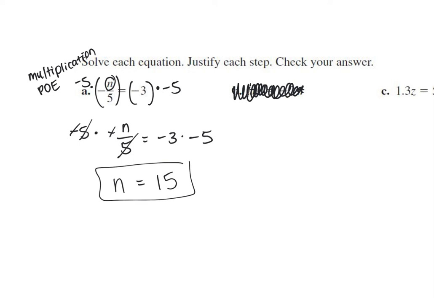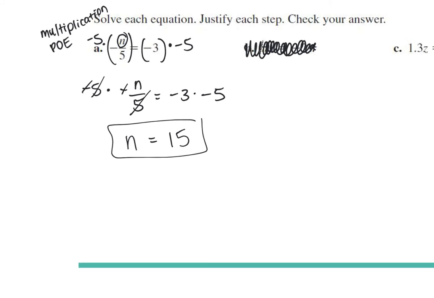So I have to take that n equals 15 and plug it back in. So we've got negative 15, wherever n was, over 5 equals negative 3. What's 15 divided by 5, peeps? 3. So negative 3 equals negative 3. Boom, bada bing. We're good. Okay, your turn. Try C.